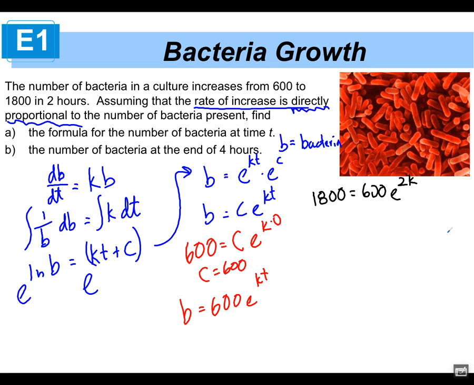Beautiful. How do I solve that? Dividing by 600 is a good start. That gives 3. Beautiful. Take the natural log of both sides. What's the natural log of e to the 2k? 2k. So k is equal to the natural log of 3 divided by 2. Okay, there's my exact value.